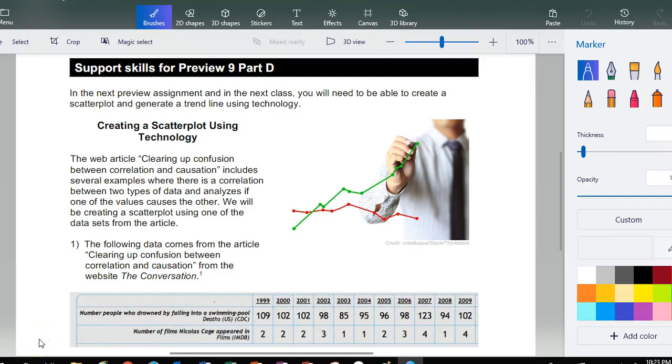Welcome back to lesson 9D. In the next preview assignment and in the next class, you will need to be able to create a scatter plot and generate a trend line using technology.